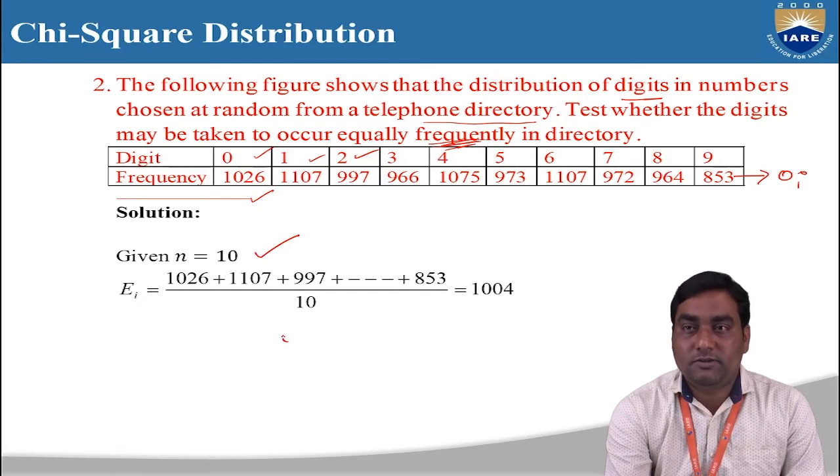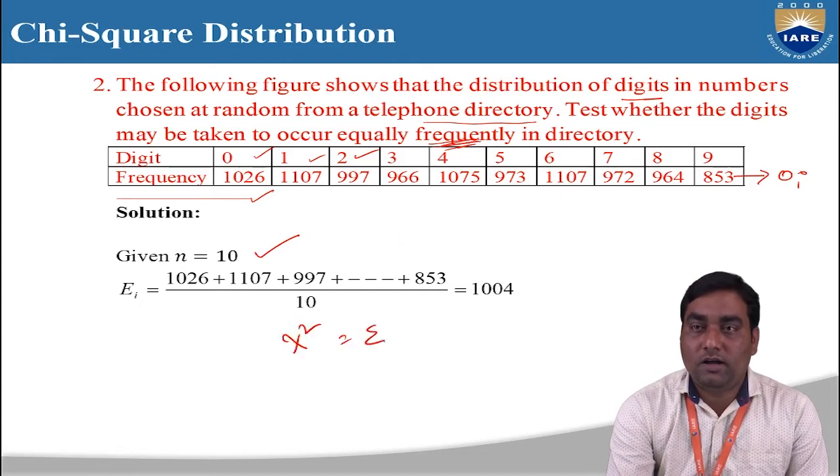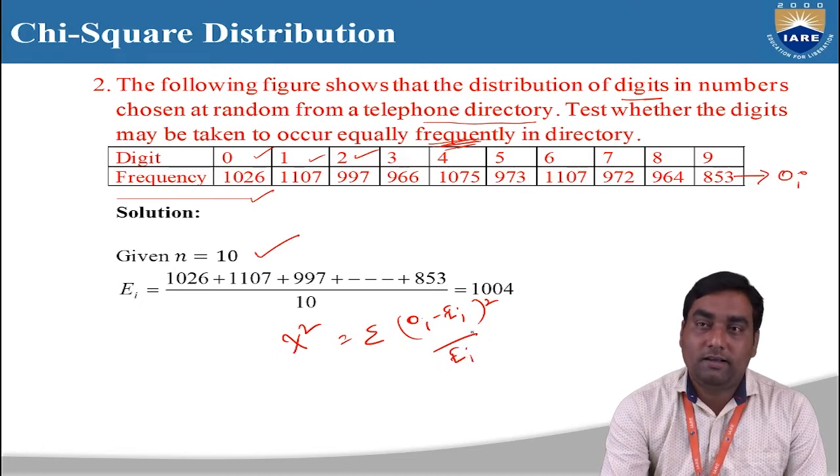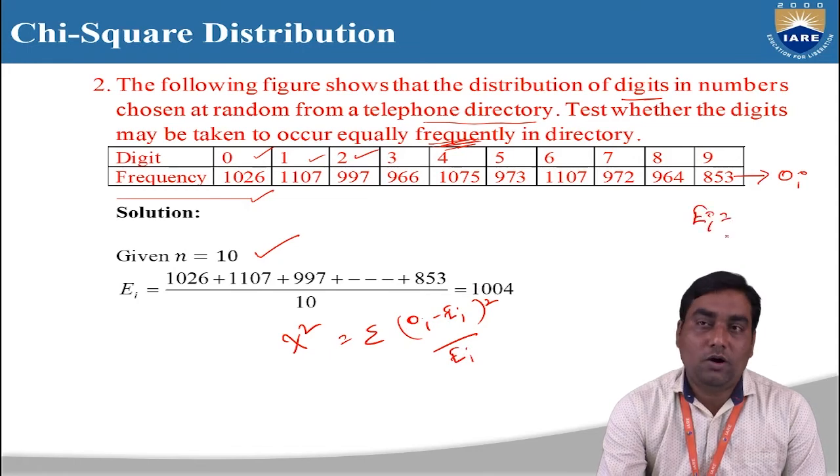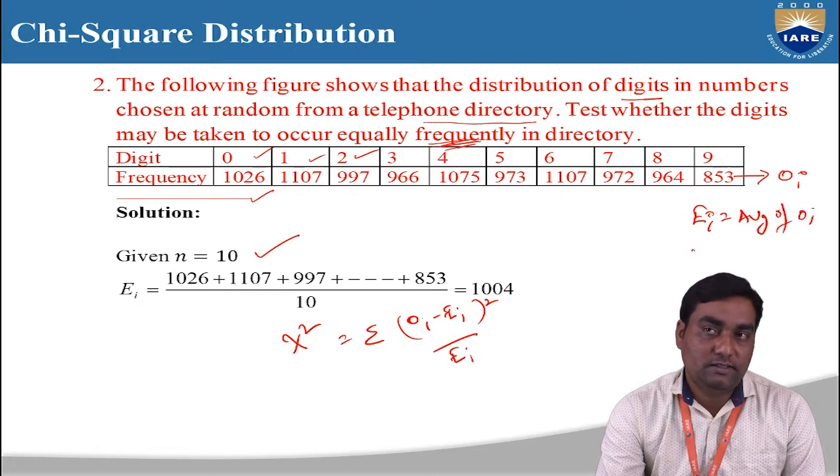In chi-square distribution, what is the formula? Sigma (Oi minus Ei) whole square by Ei. This is the formula. But in this formula, as of now, we don't know the expected frequency. And I told you how to find the expected frequency in method 1: the average of all observed frequencies.